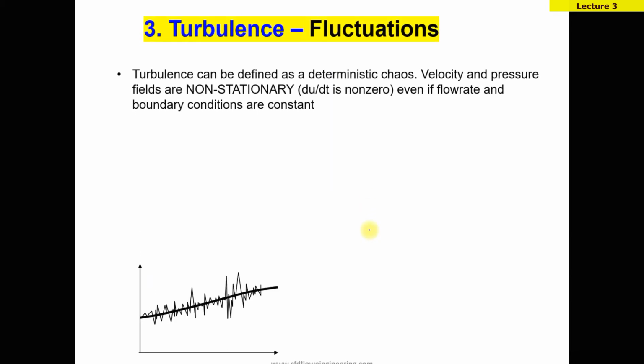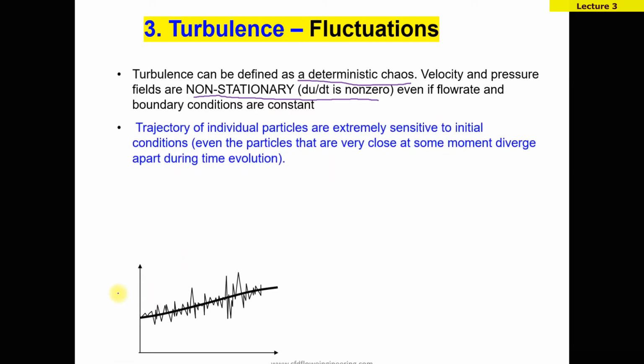Turbulent flow and fluctuation. Turbulence can be defined as deterministic chaos. Turbulent flow is chaotic, but can be analyzed statistically. When the non-stationary part du by dt is non-zero, this is the velocity and this is the time. You plot it here, then you can see this fluctuation. And taking the average is called the average velocity. And when this is non-zero, it is called non-stationary turbulence.